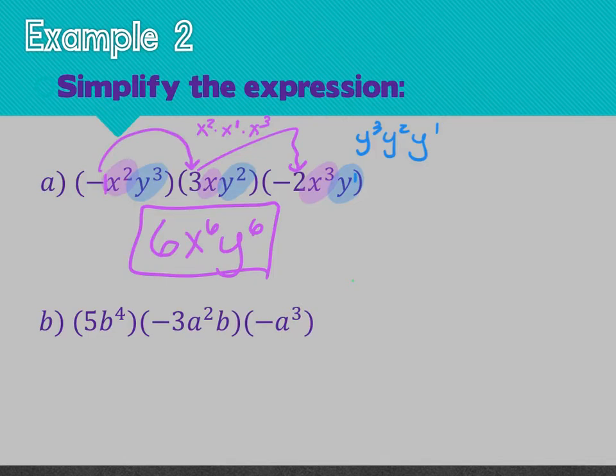So if I did my coefficients first, I have a +5 times a -3, that's -15, times a -1, that means this is a +15. Then I go to A, because in alphabetical order that would be next. A is not on the first one, but I do have an A to the second and an A to the third, which means this is A to the fifth. And then B to the fourth, B to the first, which is B to the fifth. Again, raise your hand if you got it right. Any questions before we move on? Fantastic. Good job, guys.